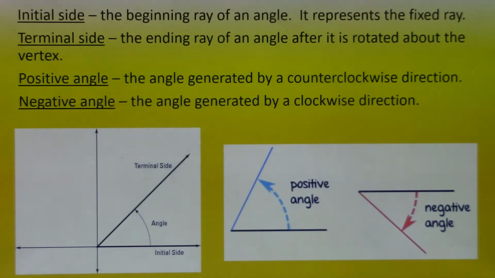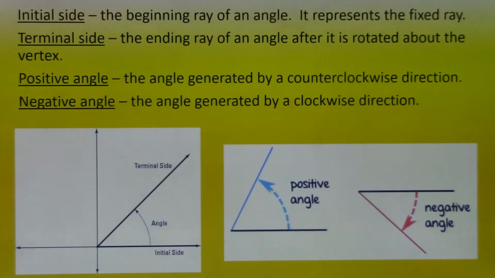Terminal side, the ending ray of an angle after it is rotated about the vertex. As you can see here, this is labeled the terminal side in this picture. In this one here, the terminal side is this blue line. In this picture here, the terminal side is the red segment.